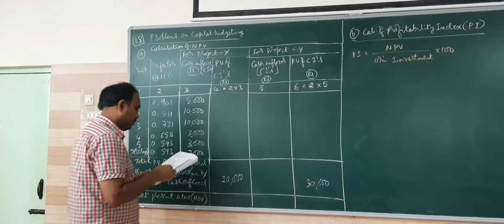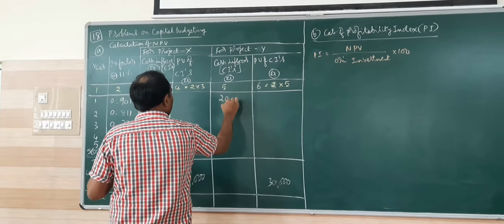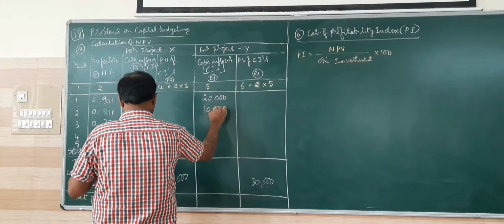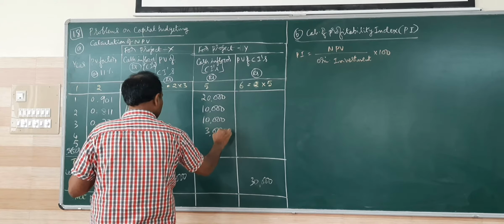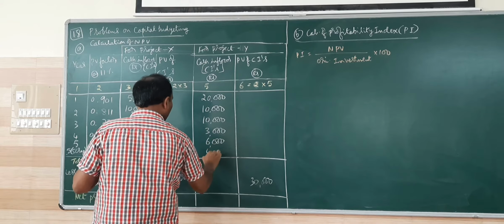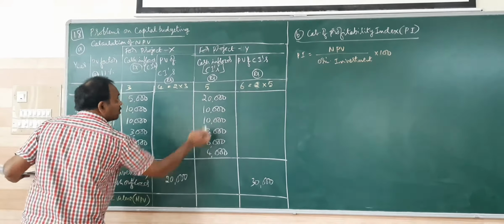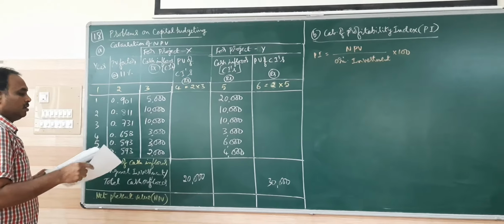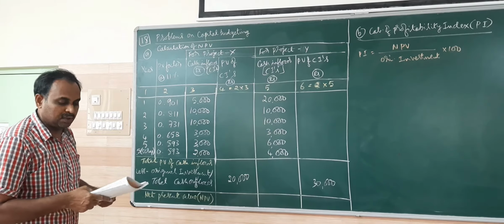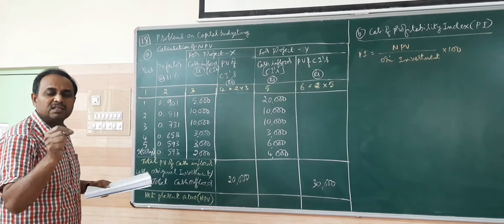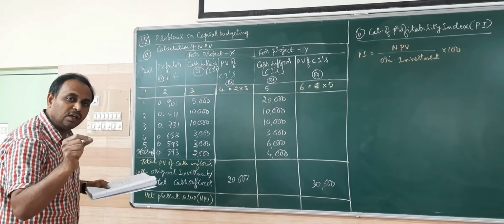Then for project Y, the amounts are 20,000, 10,000, 10,000 again, 3,000, 6,000, and the scrap value for the 5th year, 4,000 for project Y. So we have to take that without forgetting. That is the specialty of this problem. Scrap value is the money received at the end of the life of the asset. It is a cash inflow.